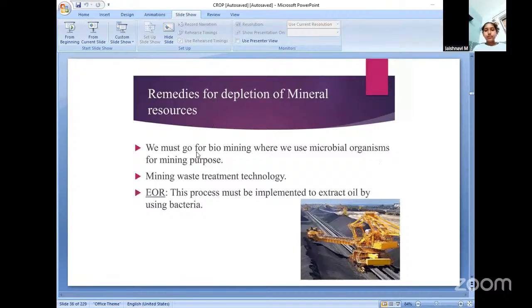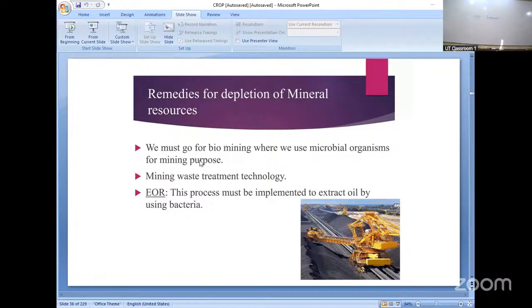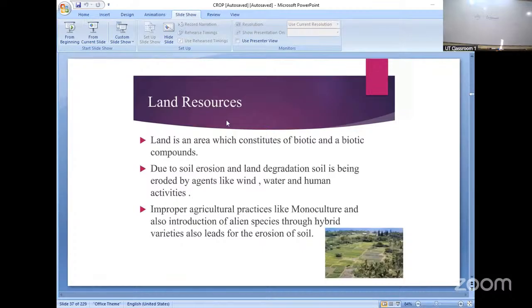Yes, ma'am. Remedies are that we must go for biomining, like microorganisms should be used for mining purposes in place of acids. And there should be mining-based treatment technology so that there will be no depletion of our mineral resources. Okay, and next is the land resources.